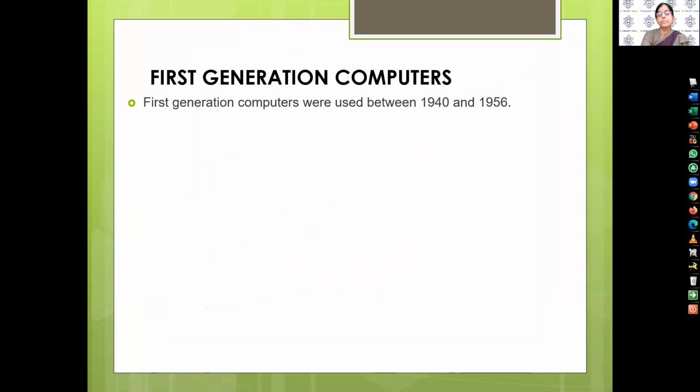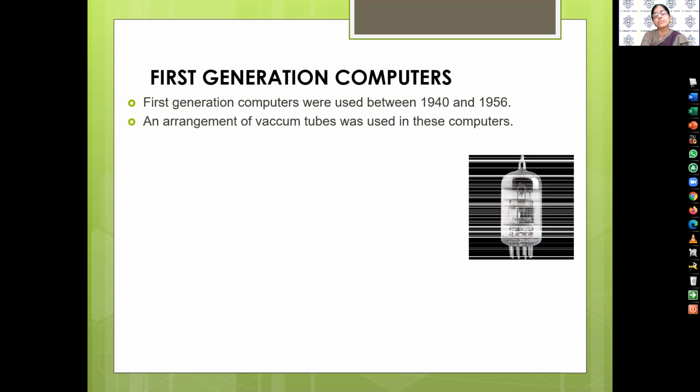First generation computers were used between 1940 and 1956. The timeline is 1940 to 1956. An arrangement of vacuum tubes was used in these computers. Look at the picture of vacuum tubes. It looks like this.